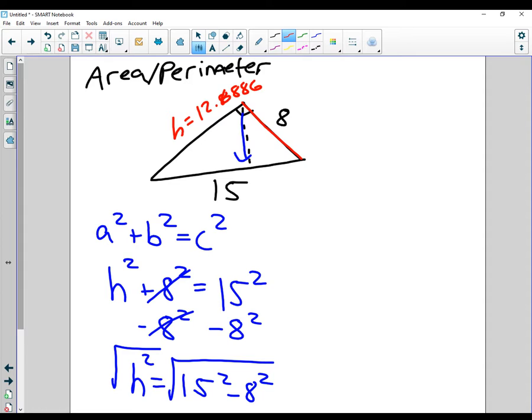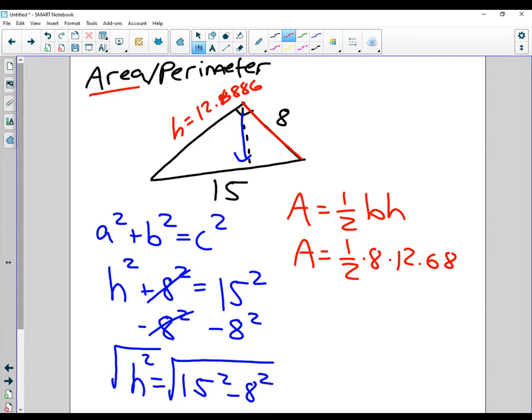Okay, but our problem is we wanted the area and perimeter. So let's do the area first. The area is 1/2 base times height. Our base is 8, and our height is that 12.6886. And that is also just something we can throw into our calculator.